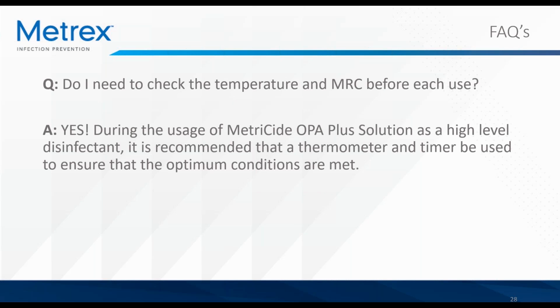Now, these FAQs may sound redundant, but they are important questions that we are asked over and over again, so we'll go over them now. Do I need to check the temperature and MRC before each use? Yes. During the use of MetriCide OPA+ solution as a high-level disinfectant, it's recommended that a thermometer and a timer be used to ensure that the optimum conditions are met.